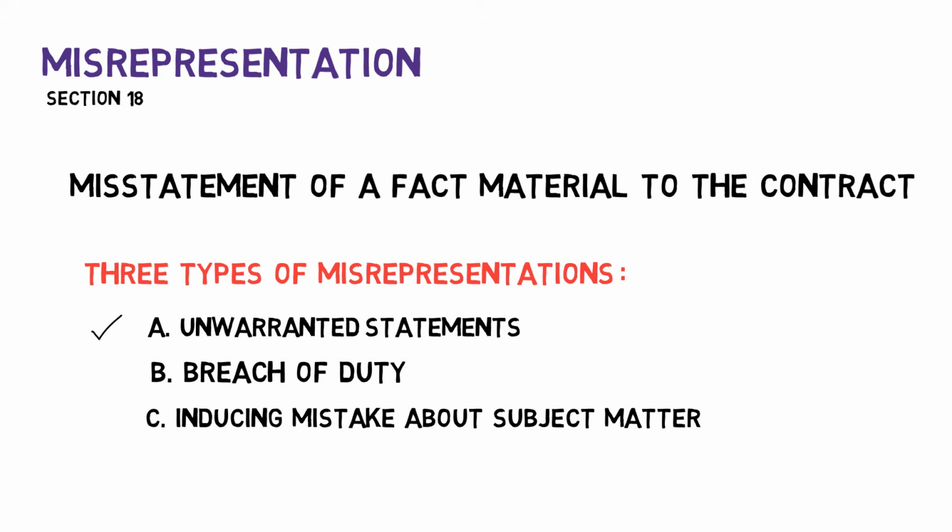A says the car is a 2018 model, but he actually does not know whether this is a 2018 model. But A genuinely believes that this car is a 2018 model. This induces B to purchase the car. This is misrepresentation of the first kind, which is unwarranted statements.